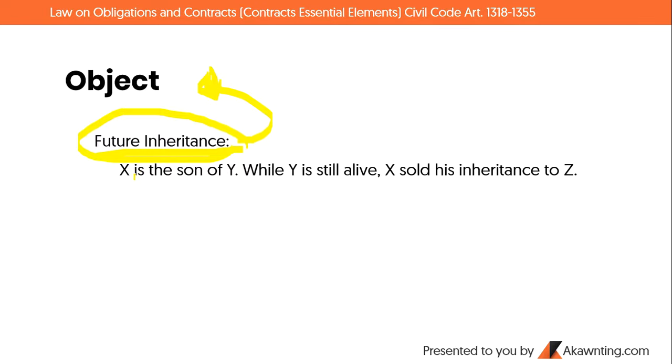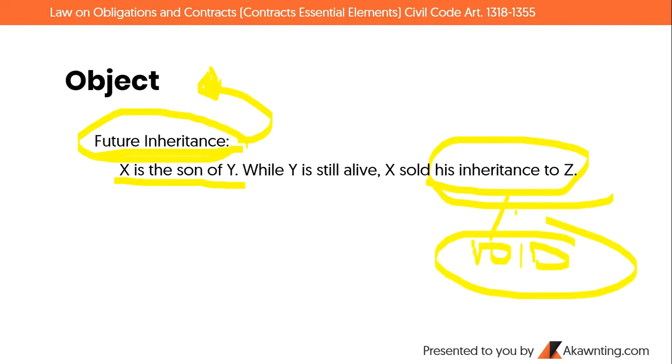So, ang example po ng future inheritance, for example this, X is the son of Y. Y is still alive. Okay? However, si X, binenta niya yung inheritance niya kay Z. So, in that case, yung contract of sale between X and Z, actually, wala yan. Non-existent yung contract na yan. Okay? Hindi valid yung contract na yan dahil ang object ng kanilang contract ay isang future inheritance.